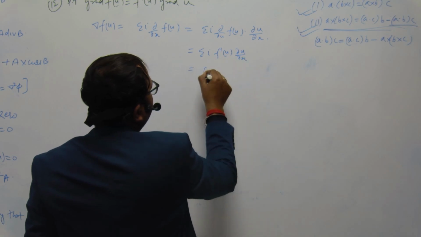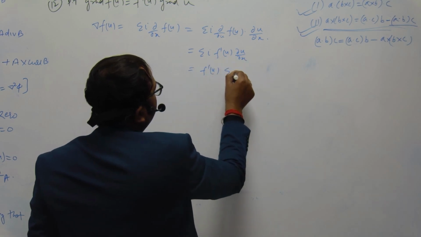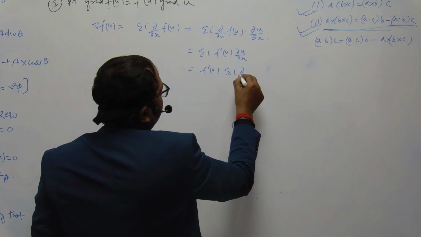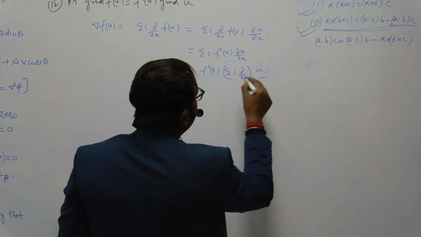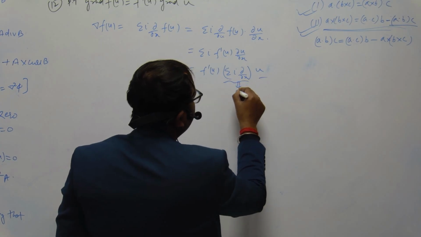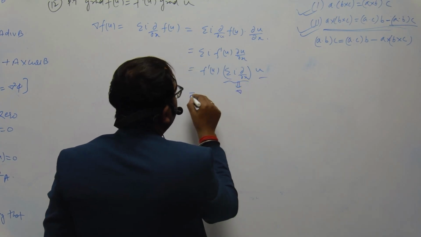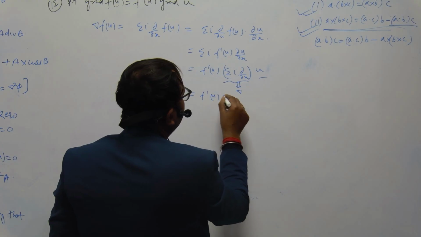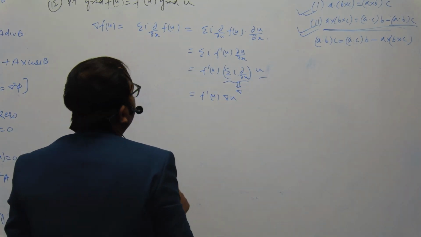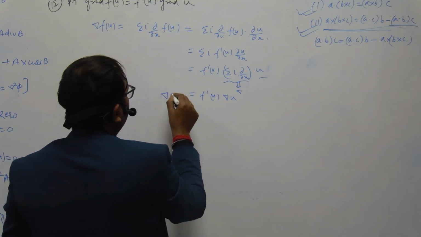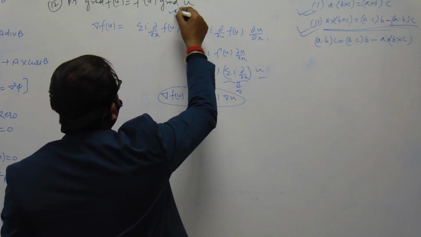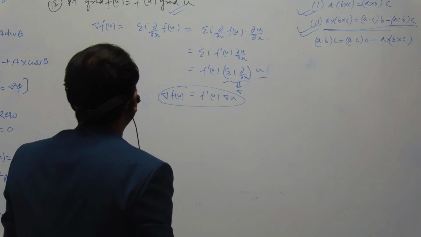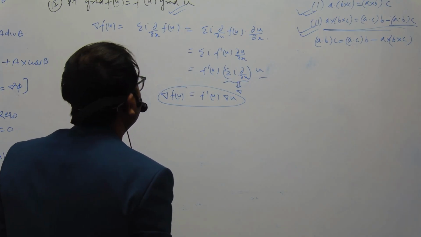This is equal to f dash u, which we can take out, into summation i cap del upon del x of u. Okay, so this is nothing but the vector differential operator del. This is equal to f dash u into del of u. Okay, this is nothing but gradient of f of u. This we have to prove, that is, gradient of f of u is equal to f dash u gradient of u.